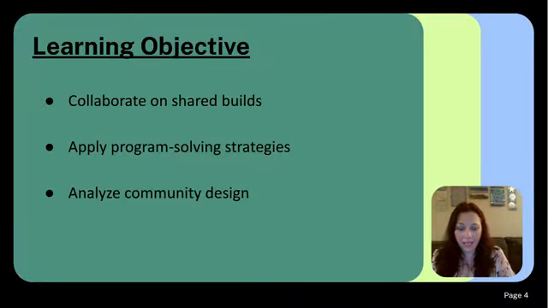By the end of this lesson, students will analyze how different elements contribute to a functional community design, collaborate to construct a shared structure within defined constraints, and apply problem solving strategies to address challenges that emerge during the building process. These objectives are intentionally measurable and aligned with both the activity and the final assessment, ensuring instructional coherence.